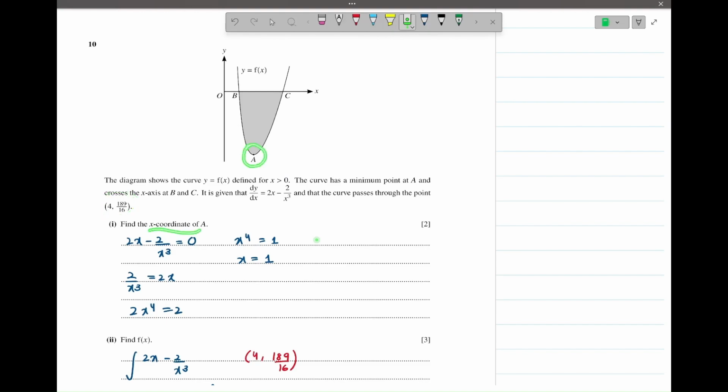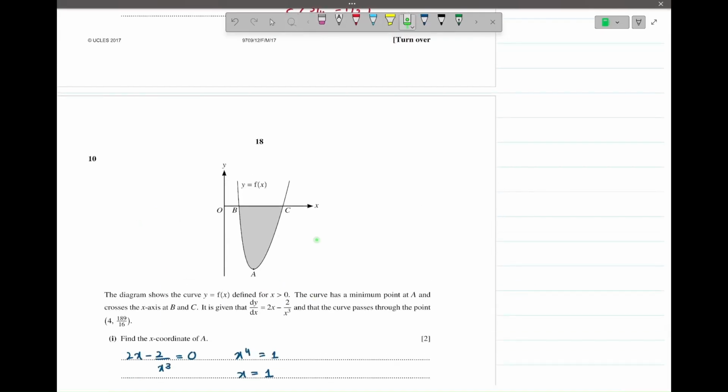You know that A is a minimum point, and for the minimum point, the derivative is always going to be equal to 0. Derivative is already given to us, so we'll just put it equal to 0 over here. I'll take 2x on the other side. It leaves us with this. I'll divide 2 by 2, that's 1. So x basically turns out to be 1 for A over here.